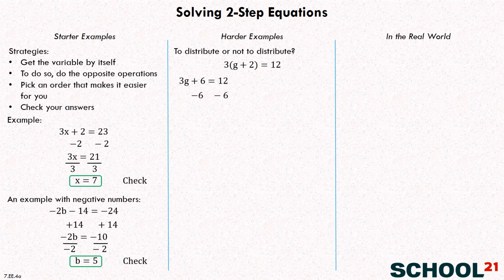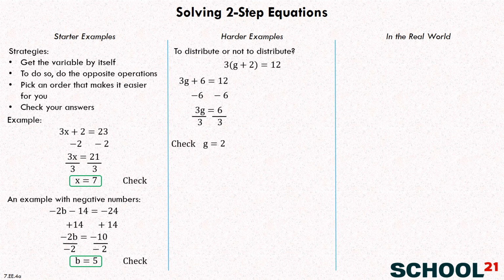We'll subtract 6 from both sides. Then we'll be just left with 3g on the left, and 12 minus 6 is 6. Then we can divide both sides by 3. You're getting the hang of this now. And then you have just g, and then 6 divided by 3 on the right-hand side is 2. So you have g equals 2.